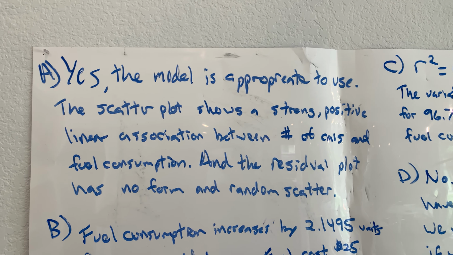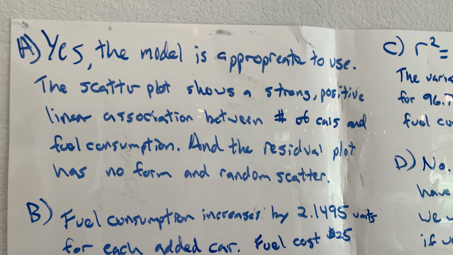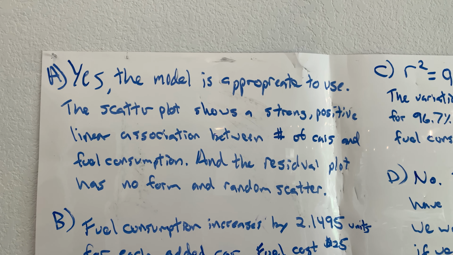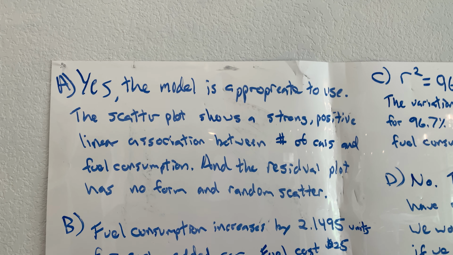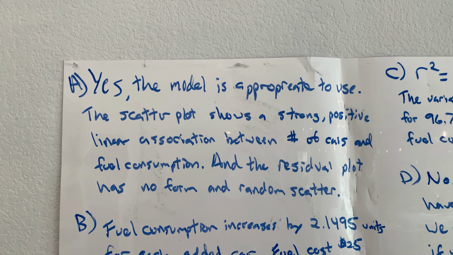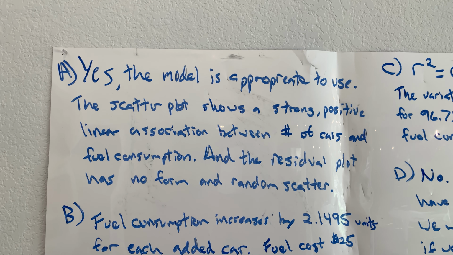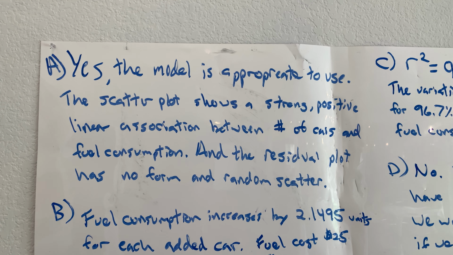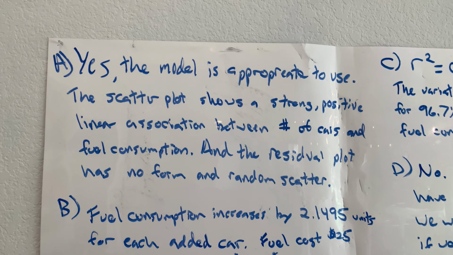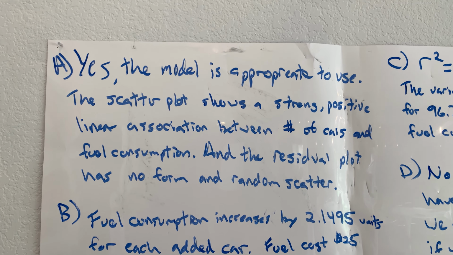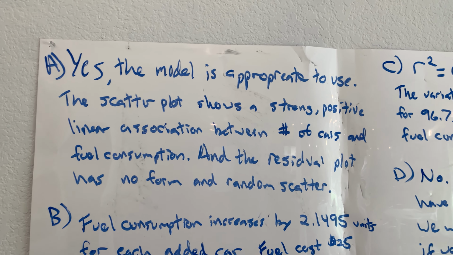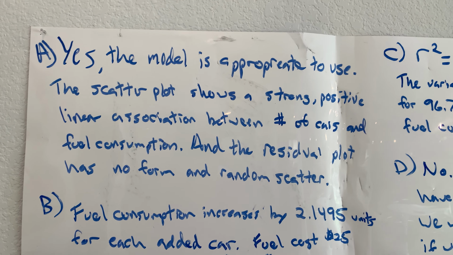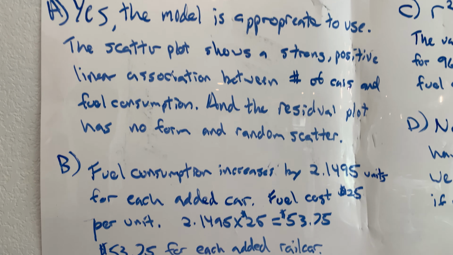But the most important thing there is that the residual plot has no form and has random scatter. If you remember doing that, our calculator would find our residuals, and then we would do a scatter plot of the X variables versus the residuals. And what we were looking for there was nothing. We were looking for random scatter. And random scatter means that the linear model was appropriate to use. You don't want any type of patterns in your residual plot. So those are the two parts for A.